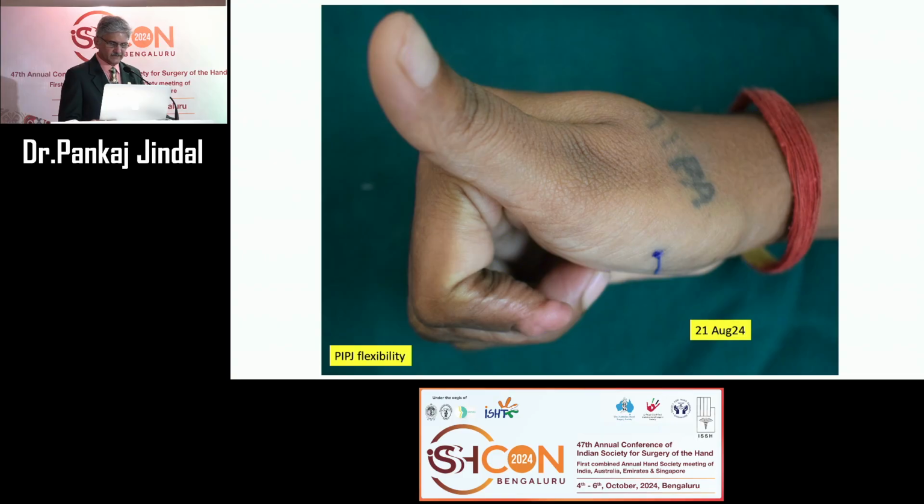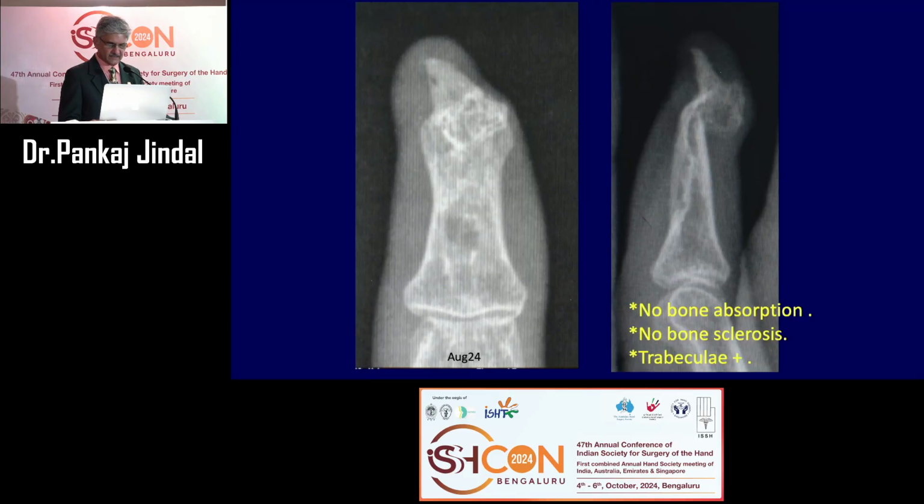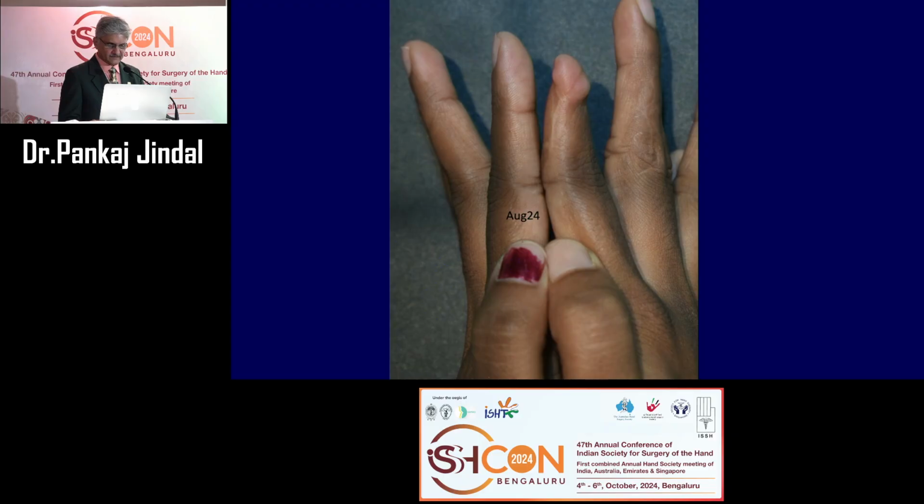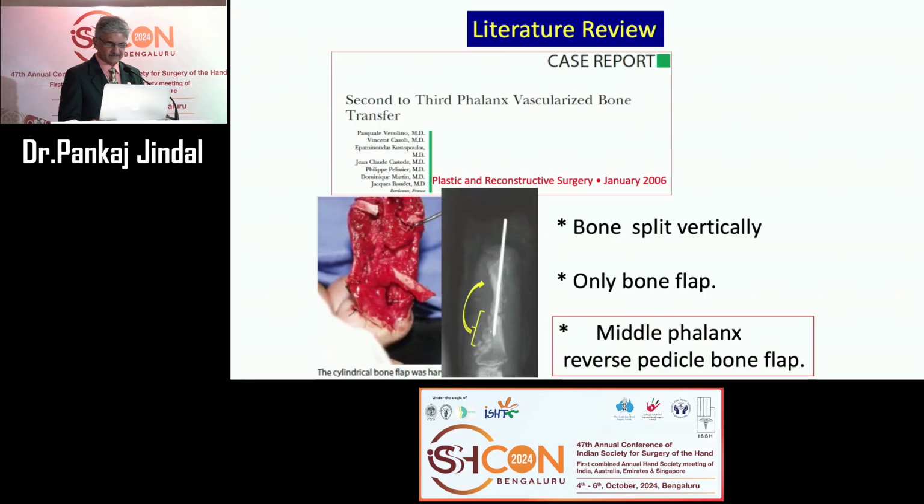And the PIP joint has good flexibility. There's a lengthening, there's no bone resorption, there's no bone sclerosis suggesting the bone is dead, and there's trabecular formation again suggesting the bone is live. This is the lengthening that we have been able to achieve.